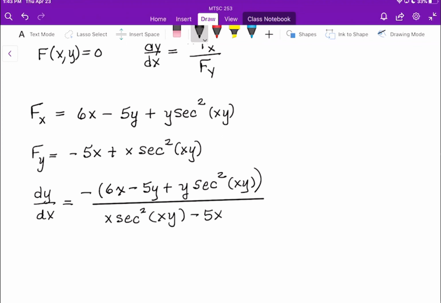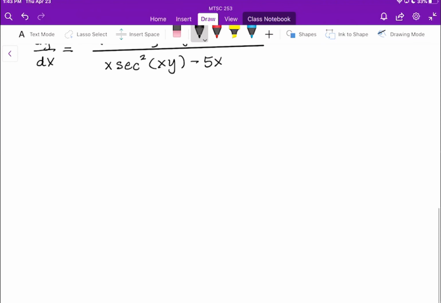Then this next one was also one that was on the project. It's a Lagrange multiplier problem.